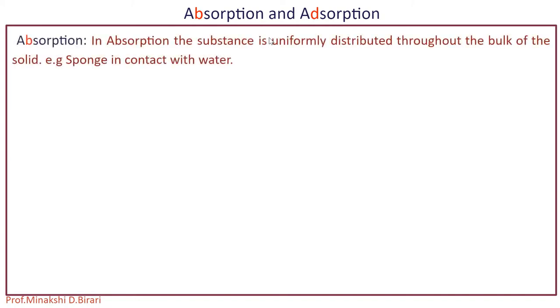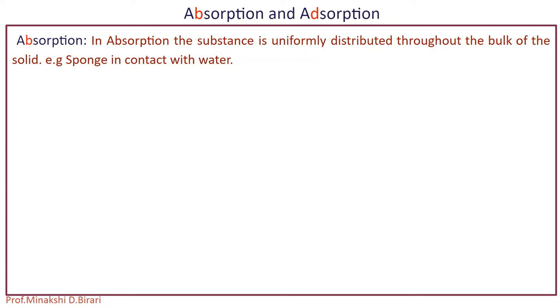Now there is a difference between absorption and adsorption. These are two similar terms, but we should remember it is absorption and it is adsorption. So what are these concepts? First of all, what is meant by absorption? In absorption, the substance is uniformly distributed throughout the bulk of the solid.